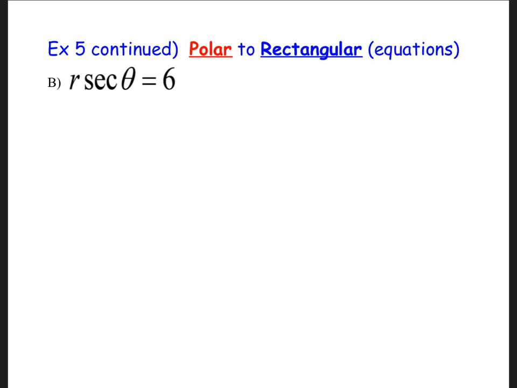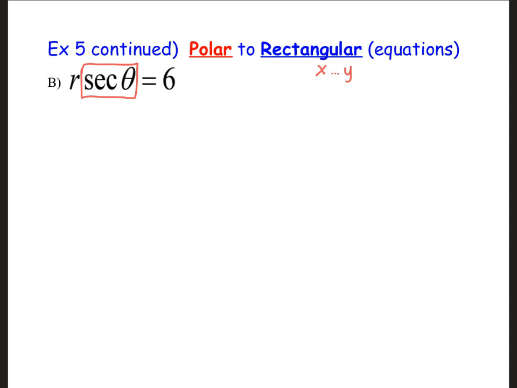Okay, let's look at another example of changing from, again, polar form to rectangular. So once again, we need to do some rewriting until this equation is in terms of x's and y's. Now, in this equation, we do have this secant, and we don't have anything written in terms of our inverse functions. We use our sines and cosines and even tangents.